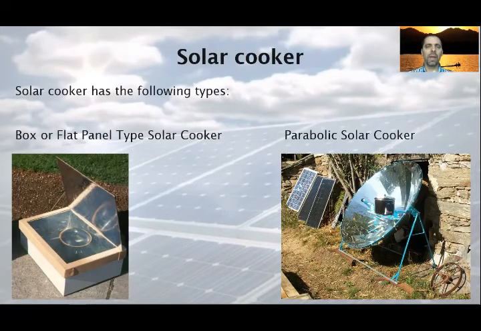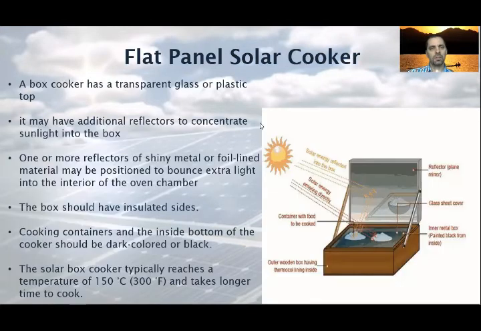There are two main types of solar cooker. These are the following. On the left side, the box or flat panel type solar cooker, and on the right side, the parabolic solar cooker. First, we will talk about the box or flat panel type solar cooker.